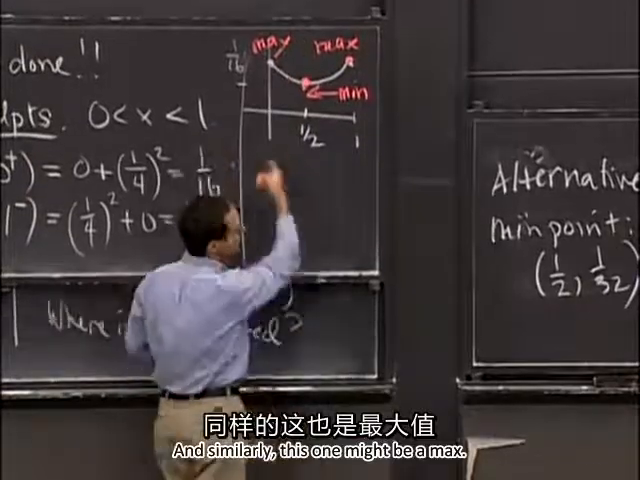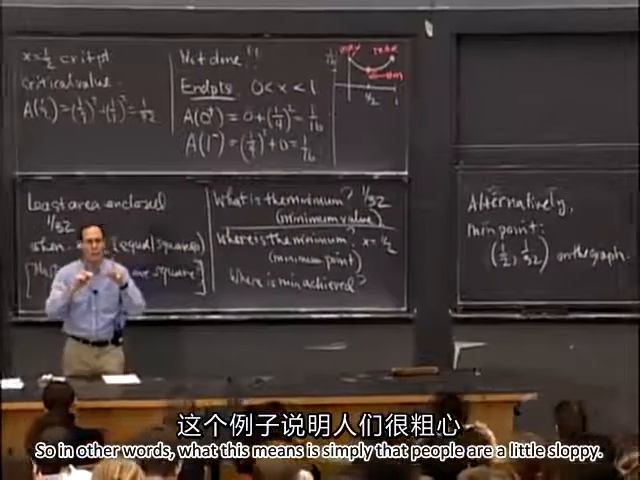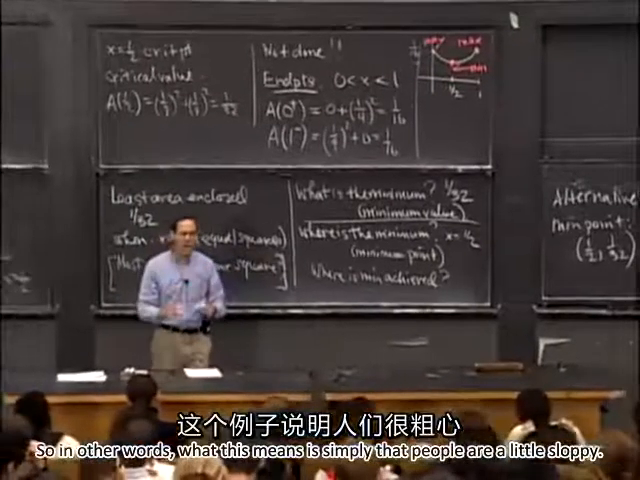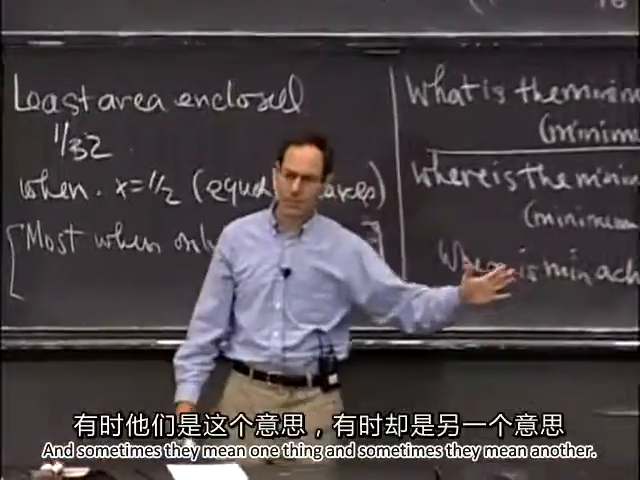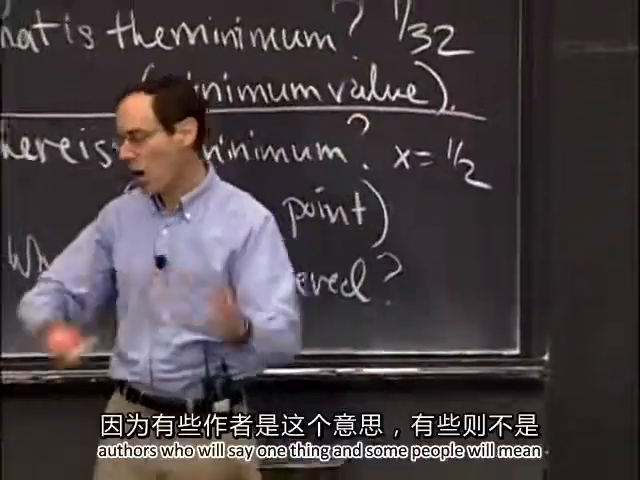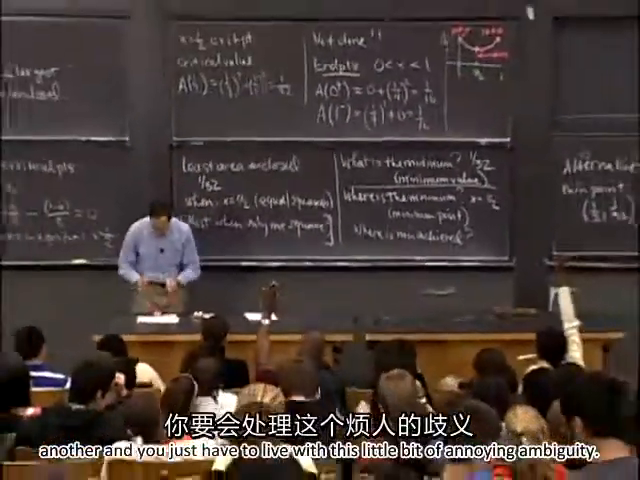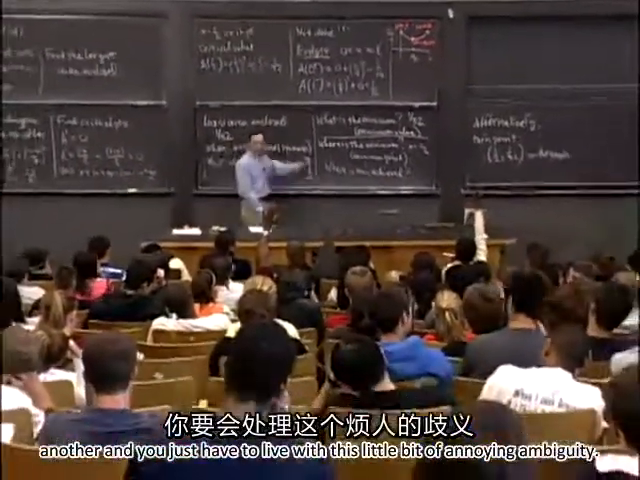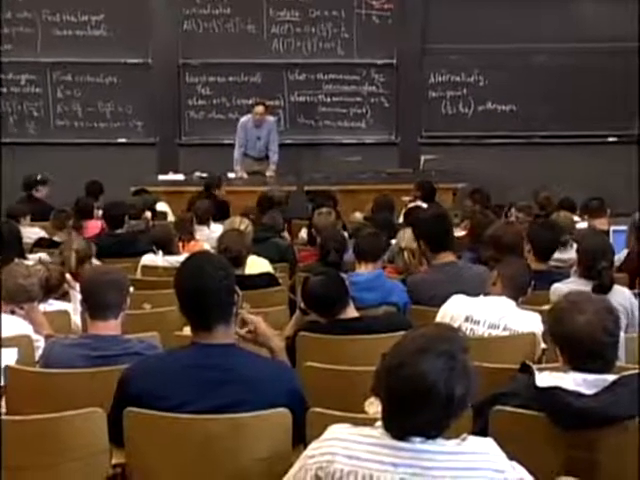Okay? So in other words, what this means is simply that people are a little sloppy, and sometimes they mean one thing and sometimes they mean another. All right? And you're just stuck with this, because there will be some authors who will say one thing and some people will mean another, and you just have to live with this little bit of annoying ambiguity. All right? Yeah? What is the actual answer to the question?